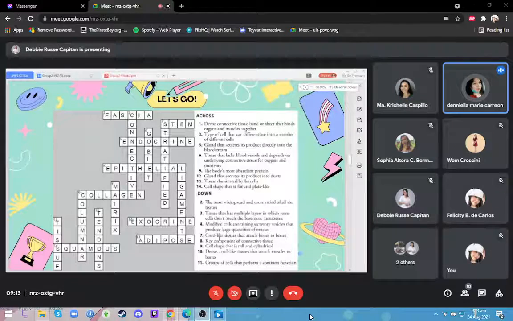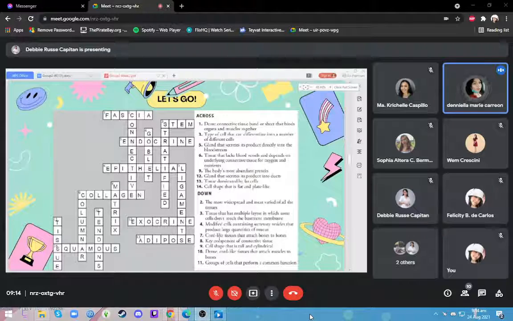Number 5, gland that secretes its products directly into the bloodstream, endocrine. Number 6, tissue that lacks blood vessels and depends on the underlying connective tissue for oxygen and nutrients, epithelial. Number 7, cord-like tissues that attach bones to bones, ligaments. Number 8, key component of connective tissue, matrix. Number 9, down, cell shape that is tall and cylindrical, columnar. Number 9, across, the body's most abundant protein, collagen.